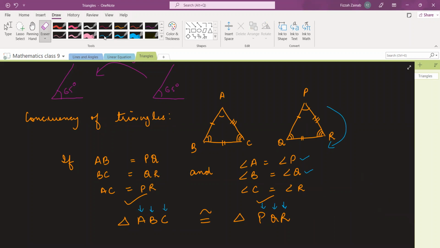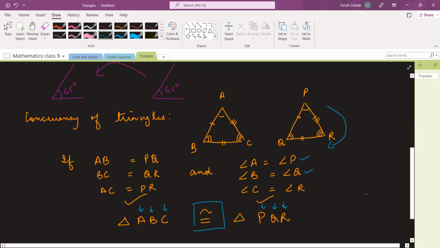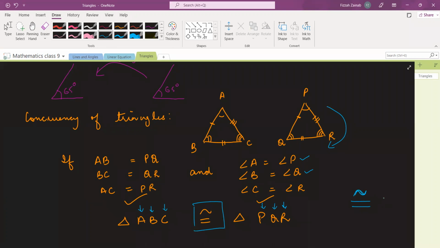So this is the sign of congruency, right? If this sign is there between two triangles, that means they are congruent. And if the triangles are congruent, it means that corresponding sides are equal and corresponding angles are equal. Understood? Yes, ma'am. Okay. Now, in real life, it's not possible that you pick one figure and place it over the second figure and see whether it is congruent or not congruent, right?